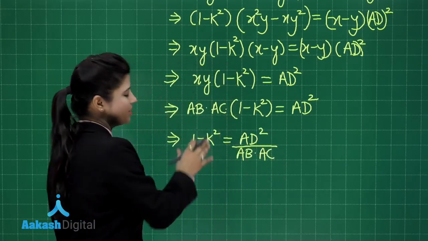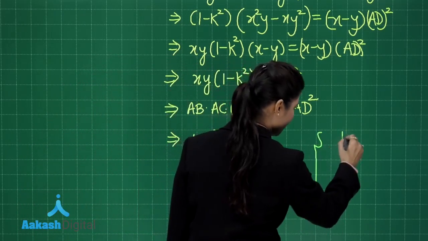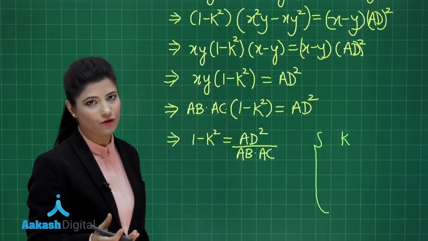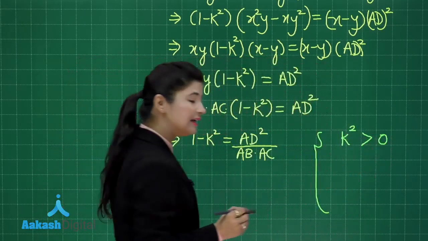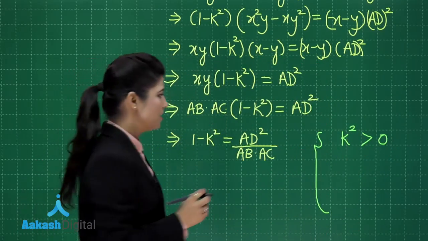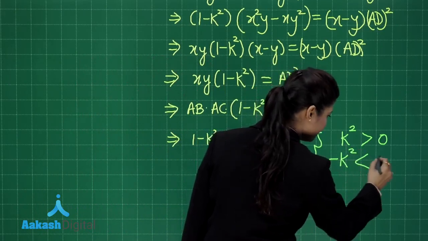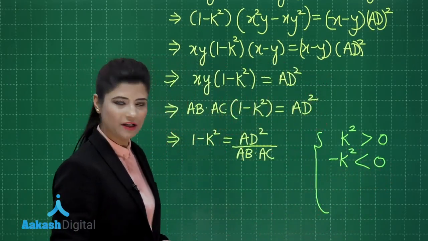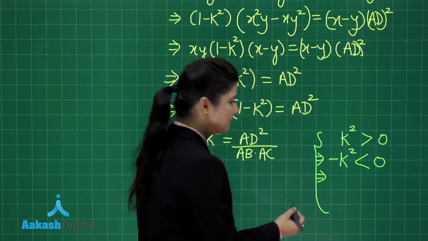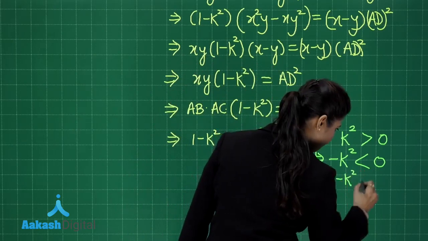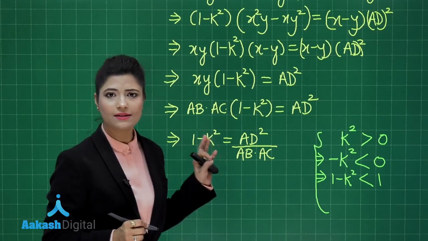Now let's talk about this term 1 minus k square. What will be that? Here if I just consider, k is any positive real constant. So k square of any positive real number will be definitely greater than 0, right? Now in this case, if I multiply with minus on both the sides, then minus k square will be less than 0 according to the rule of inequality. Now if I add 1 to both the sides, then there will be no change in the inequality. That means 1 minus k square is less than 1. So we have 1 minus k square less than 1.